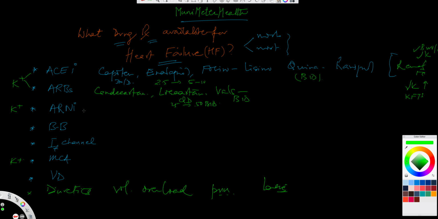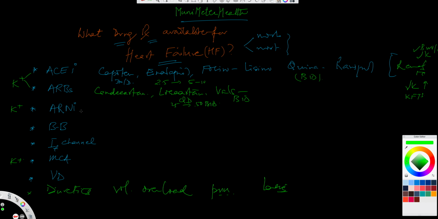Next you come to is the ARNI group, which is a very, very new group. It's only been around for 2 or 3 years, and it has shown again prolongation of survival in heart failure patients. And there are landmark trials. You can just look for those. But ARNI is basically an angiotensin receptor neprilysin inhibitor.